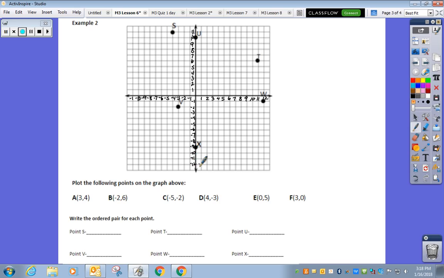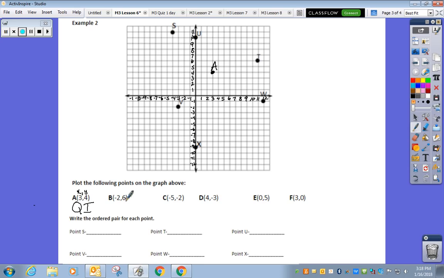Okay, so if I'm going to plot points, I would start with my x and then my y coordinate. So it means I'm going to go over first and then up or down, depending if it's positive or negative. So point A is 3, 4. I always start at the origin. I'm going to go over to 3 and up to 4. Put a dot and label it A. This is in quadrant 1.